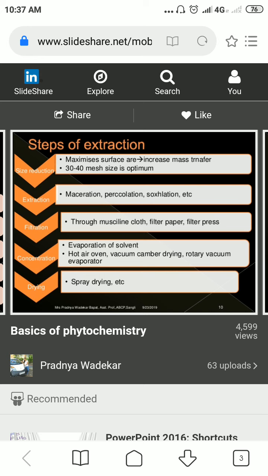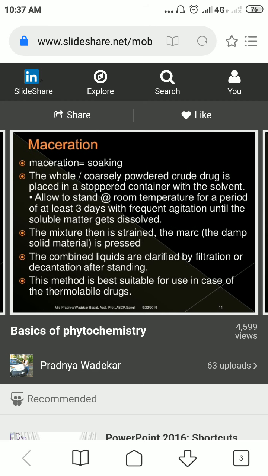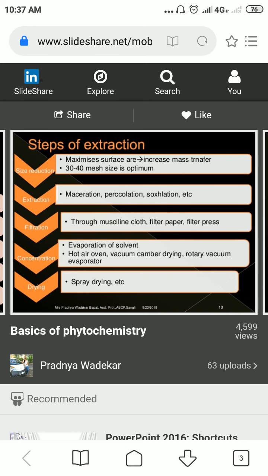First you have to go for size reduction or preparing powder, then extraction, meaning treatment with solvent, then filtration, then concentration, meaning evaporation of solvent, and last one is drying. So after drying we get the extract, and extract means a mixture of crude phytoconstituents. So these are all the basic composition and basic steps involved in the extraction process.